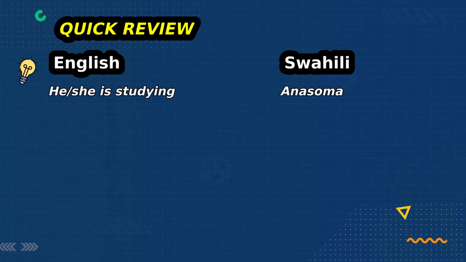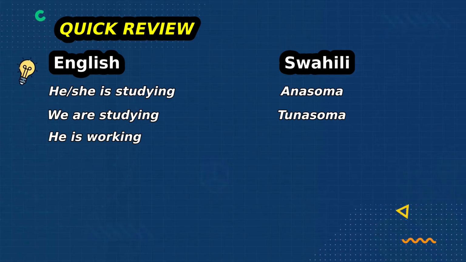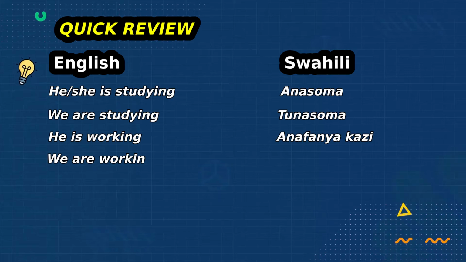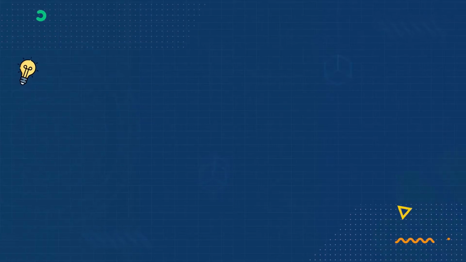He or she is studying. Anasoma. Good job. We are studying. Tunasoma. Perfect. He is working. Anafanya kazi. Good job. We are working. Tunafanya kazi. Perfect. Nicely done.